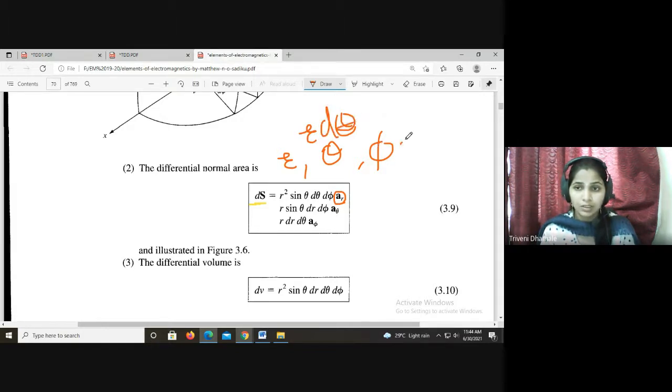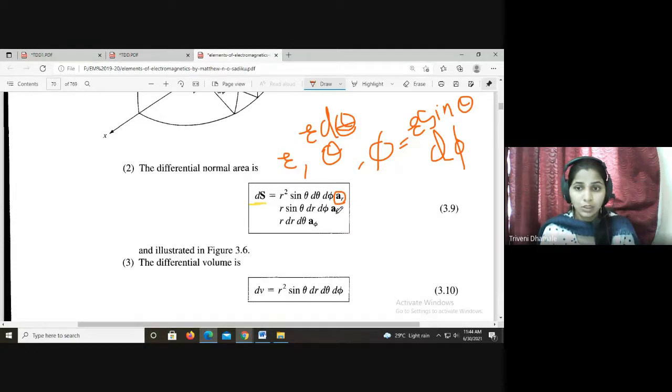For phi, what is the differential length? R sine theta d phi. This is the differential length. So when R is constant, multiply these two differential lengths: R into R sine theta, d theta and d phi, which gives R square sine theta d theta d phi. So this is the differential surface area for the R constant plane.